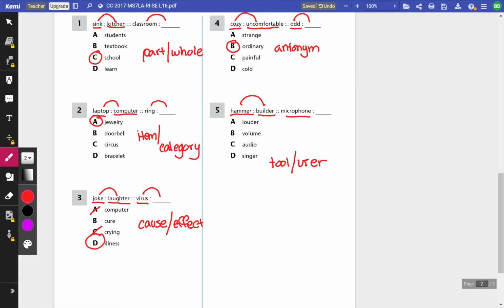So I know that the tool is microphone. So who would use a microphone? If you said singer, you would be correct. The singer here is going to be the only one that could use a microphone. So hammer is to builder as microphone is to singer.